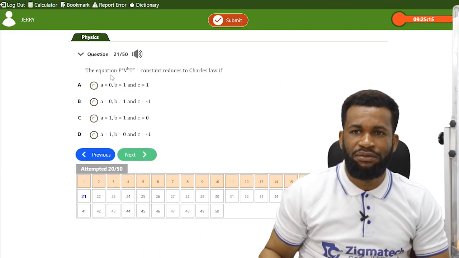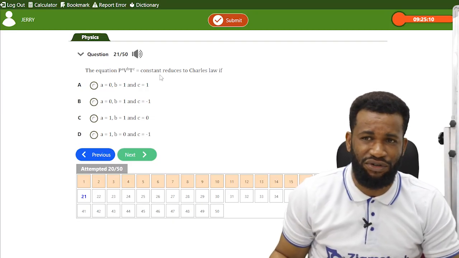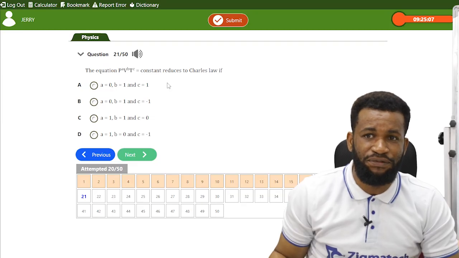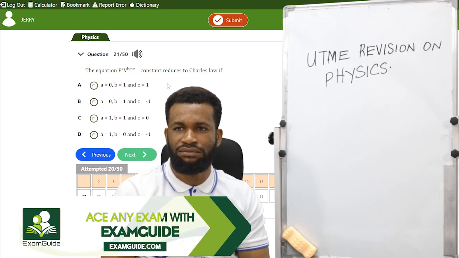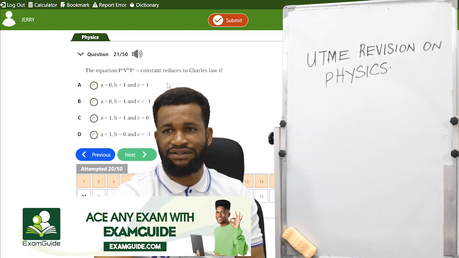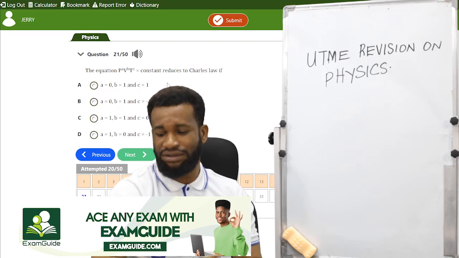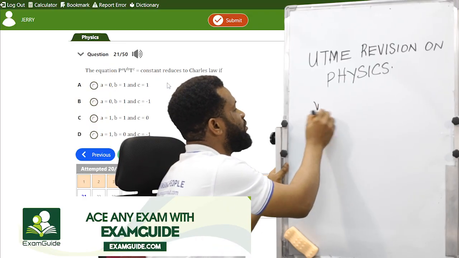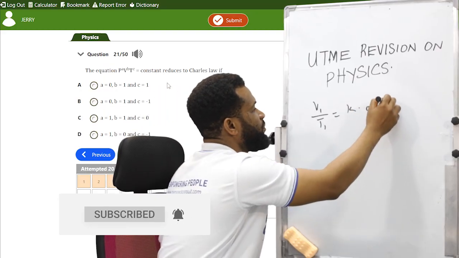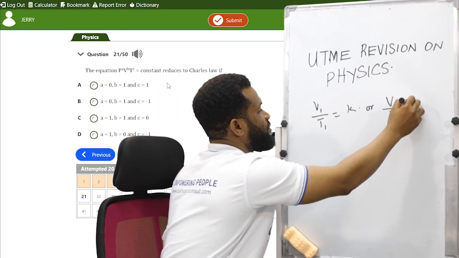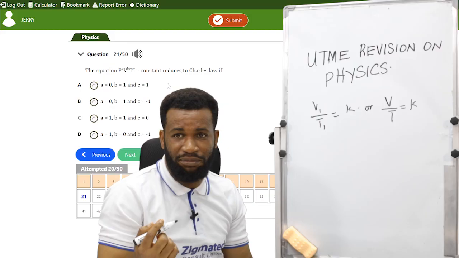Now the equation P^a V^b T^c = constant reduces to Charles' law if, according to Charles' law, the volume of a given mass of gas is directly proportional to the temperature if pressure is constant. Therefore, I will say that V1/T1 is equal to a constant. All right? Simply put, V/T = k, at absolute temperature. Very importantly, V is directly proportional to the absolute temperature.